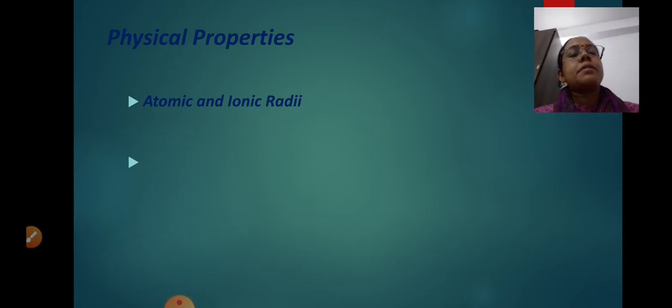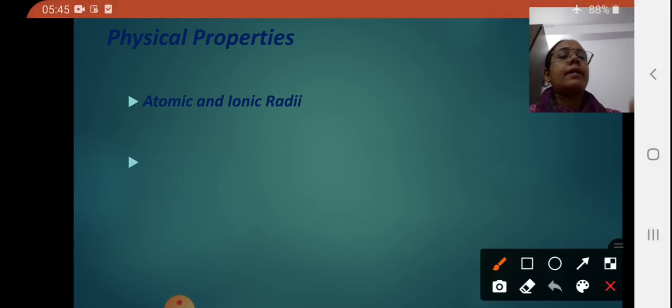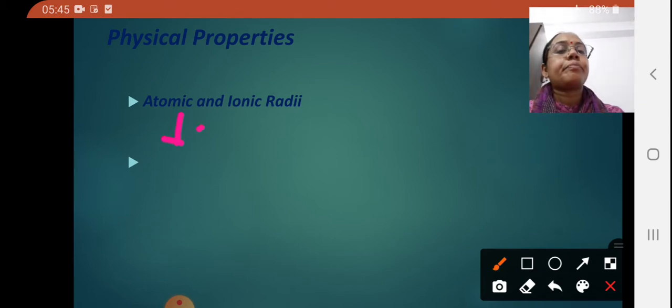You must be knowing what is atomic and ionic radii. The distance of the outermost shell from the nucleus of the atom is known as atomic radii. How can we define this atomic radii?